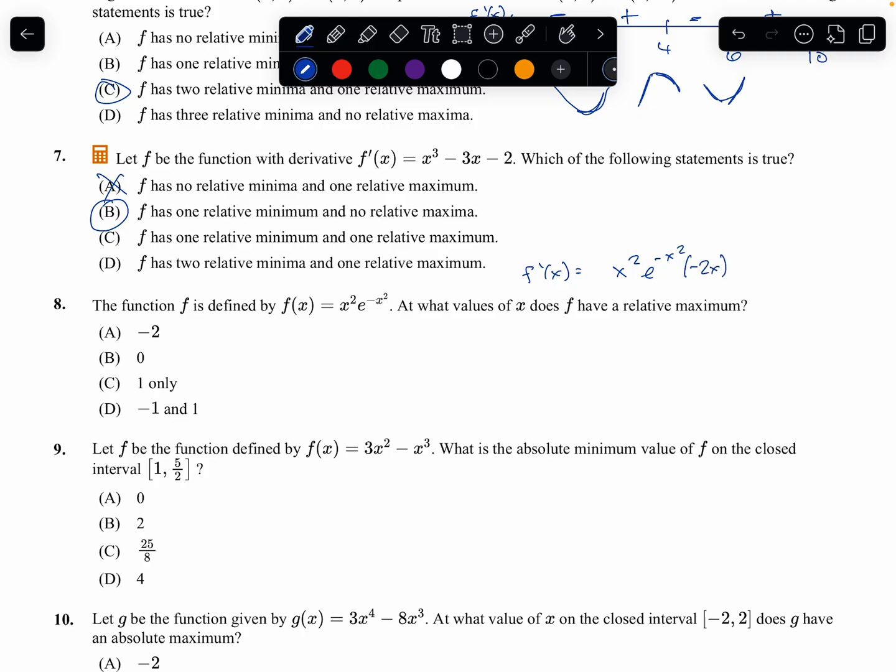So the first times the derivative of the second plus the derivative of the first times the second. All right, I'm going to factor out an e to the negative x squared.